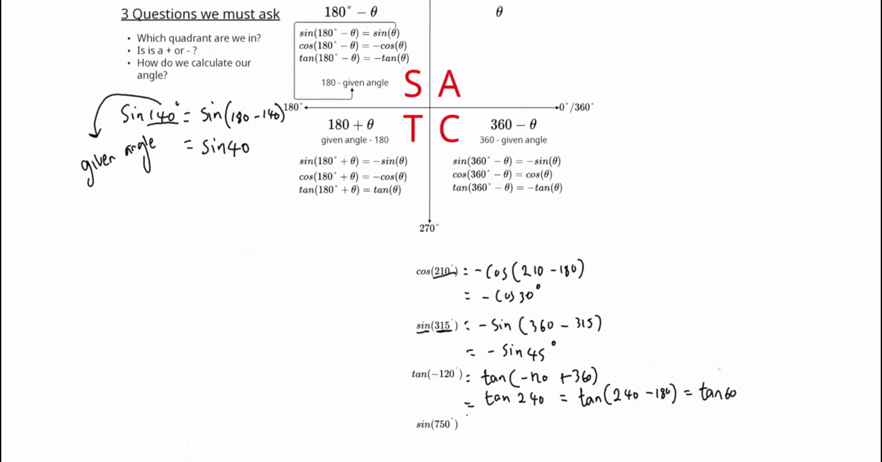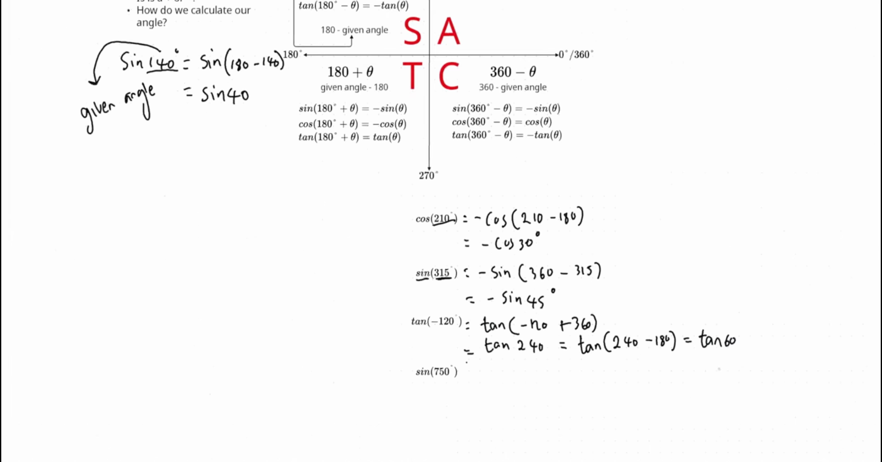And we go on to the next question, which is sine 750. That looks foreign because it's such a large number, but it is quite simple actually. Before, we had a negative angle and we added 360. Here we've got an angle that's greater than 360, so we can subtract 360 as many times as we'd like.